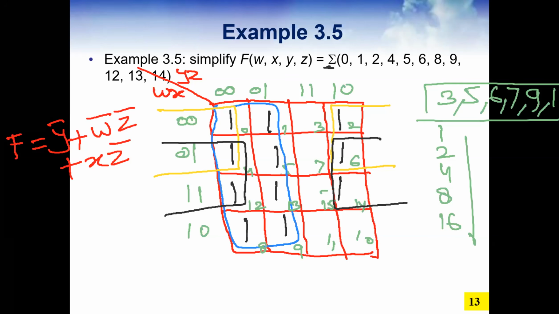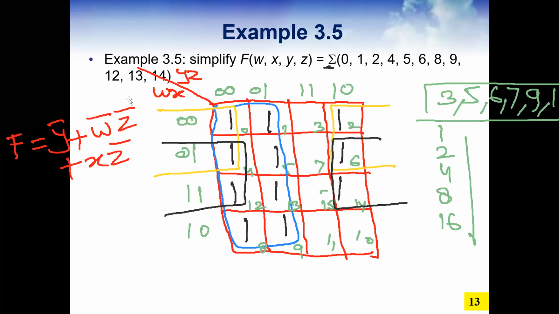By the way, these groups are also called prime implicants. What are they called? Prime implicants. So how many prime implicants do I have here? I formed 3 groups, so I have 3 prime implicants. All right, let's see.